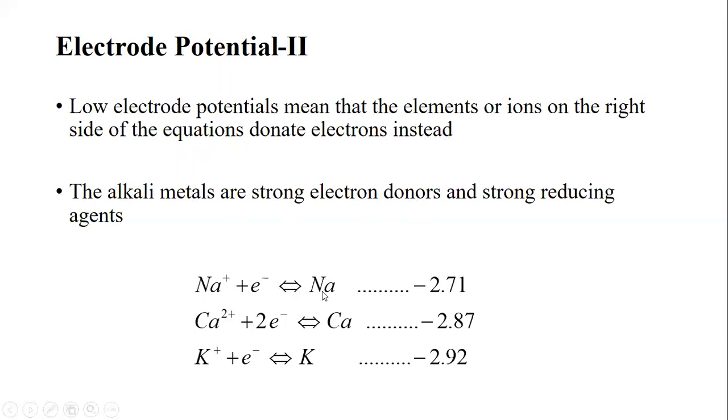And also we know in nature, sodium, calcium, potassium are always found in their ionic form. We don't find them in the neutral form. So they are strong electron donors. They give up their electrons and they become positively charged. So they are Na+, Ca2+, K+. They donate electrons to become positively charged.